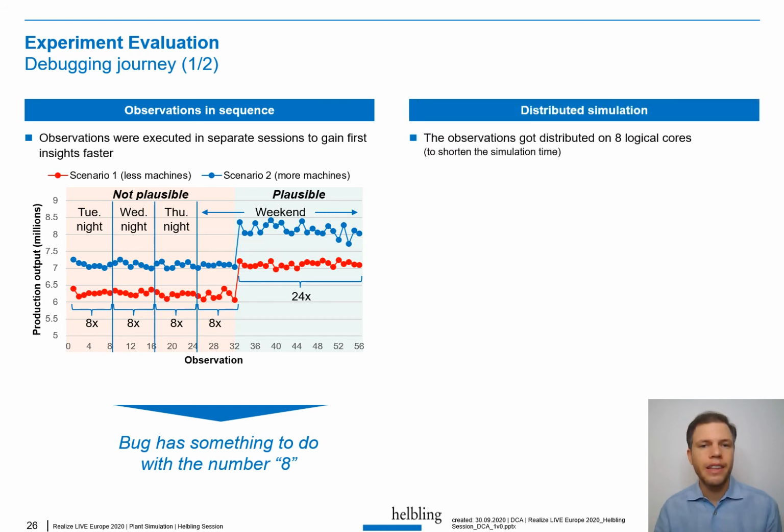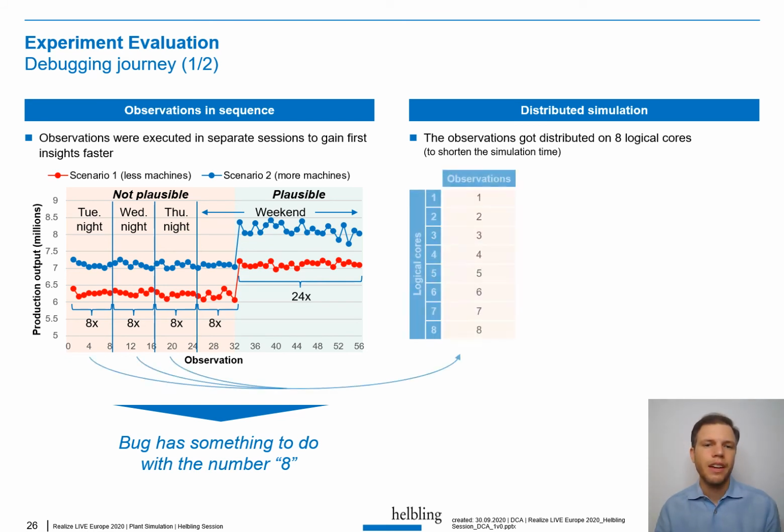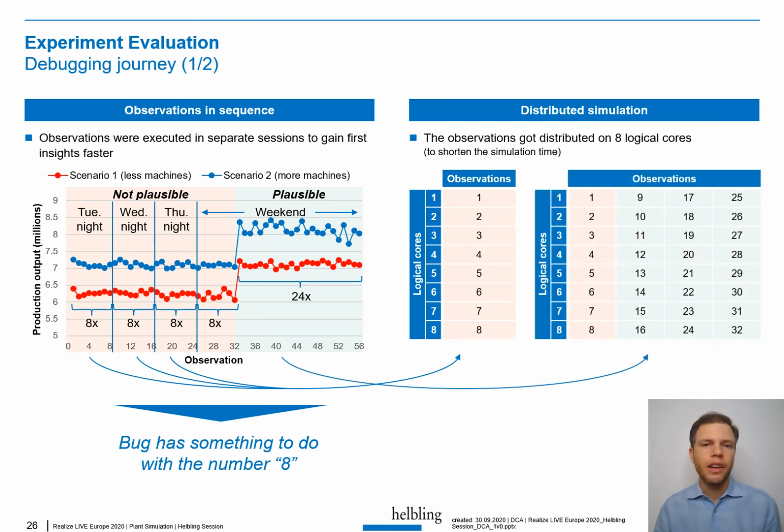And in fact, 8 is the number of logical cores that we used with the distributed simulation. As a side remark here, to be as fast as possible, we always used multiples of 8 for the number of observations. Now, for the 3 short sessions, this means that every core performed only one observation, and all of them were not plausible. And if we look at the long session, we can see that from the second observation onwards, they start to be plausible, which never happened in the short session because we only made 8.